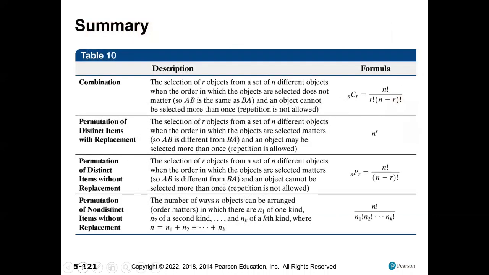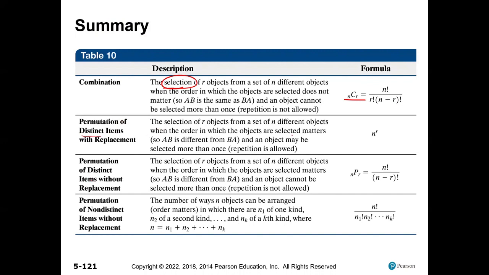Recap: a combination is a selection of objects where order does not matter. We're going to use nCr. A permutation with distinct items with replacement was like the letters in the airport: 26, 26, 26.